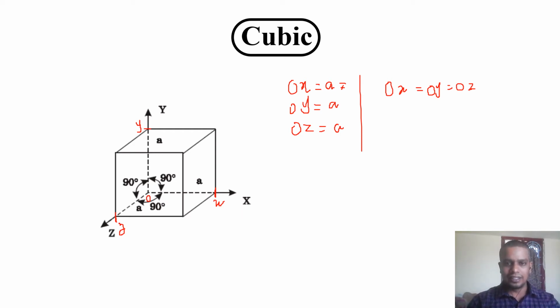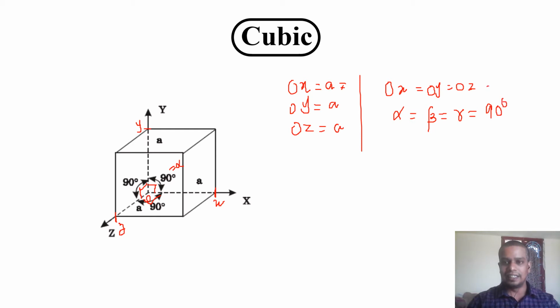Now we can ask, what about the interfacial angles? The angle between x and y, you can define as alpha. If you look at it, it is 90 degrees, because if you measure exactly, it forms 90 degrees. Similarly, y and z will also form 90 degrees. Similarly, z and x will also be 90 degrees. So alpha is equal to beta, and beta is equal to gamma. These three angles are 90 degrees.